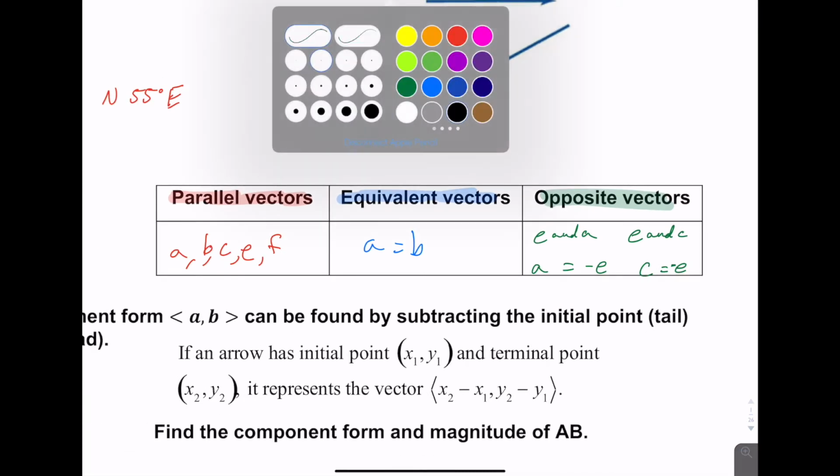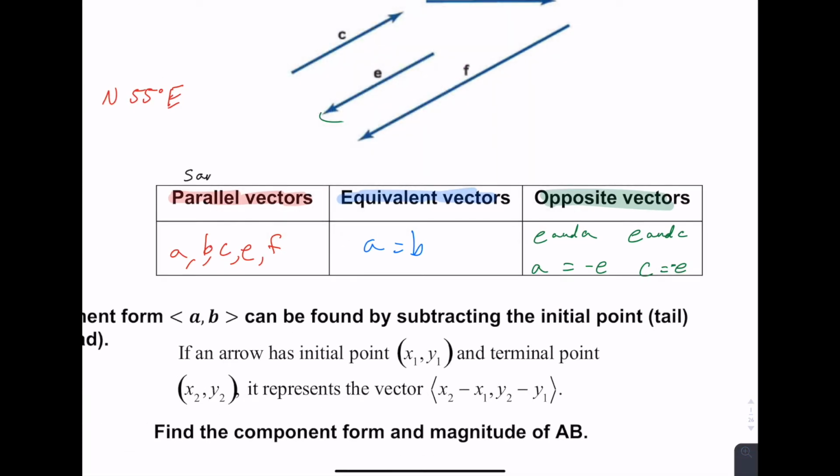I highly recommend you write this in your notes. Parallel vectors are the ones that have the exact same angle, meaning they go in the exact same direction. Equivalent vectors have the same angle and magnitude. In other words, the length of it is exactly the same. And finally, opposite vectors have the same angle and size, or in other words magnitude, but they have a different direction.